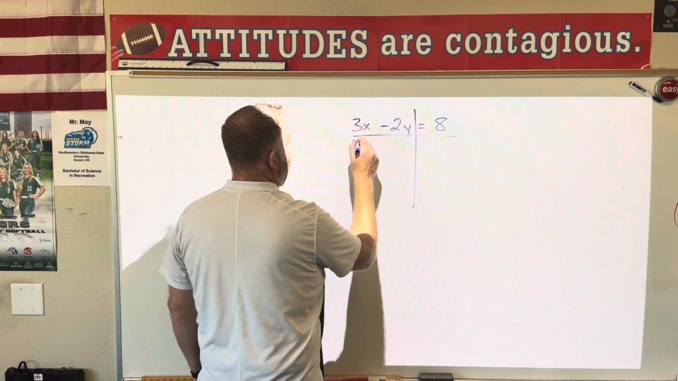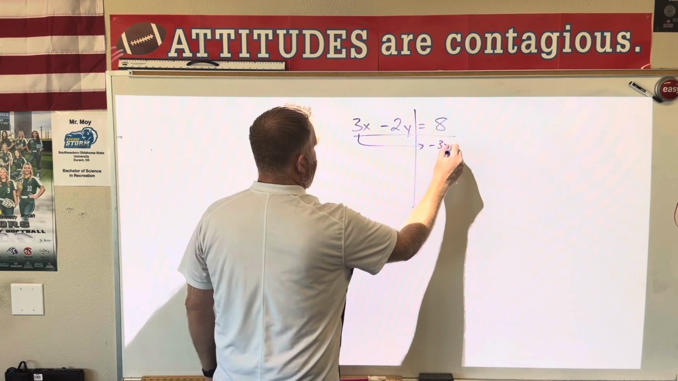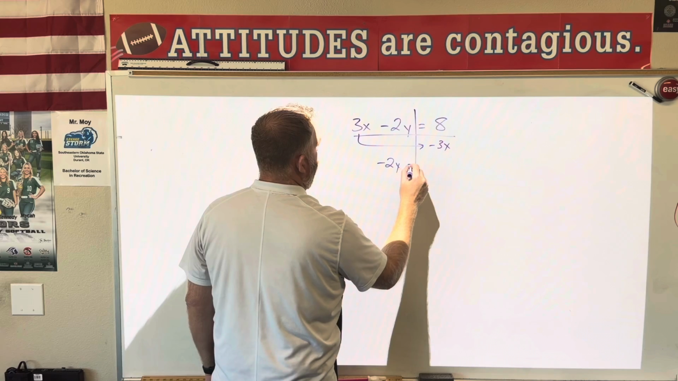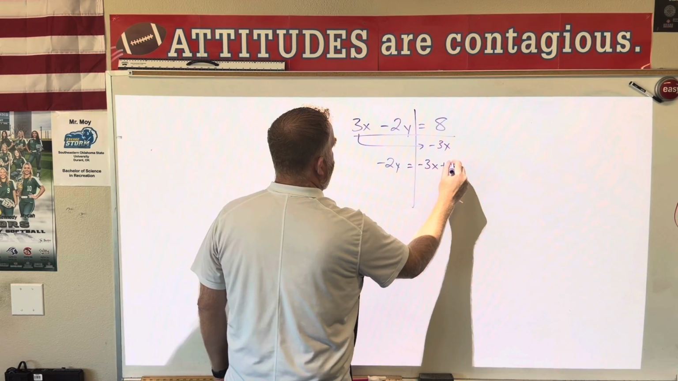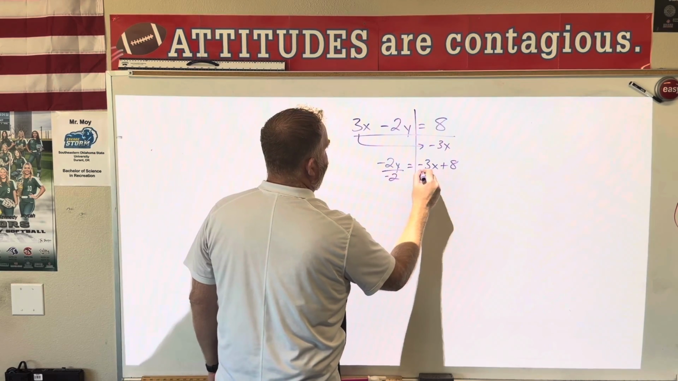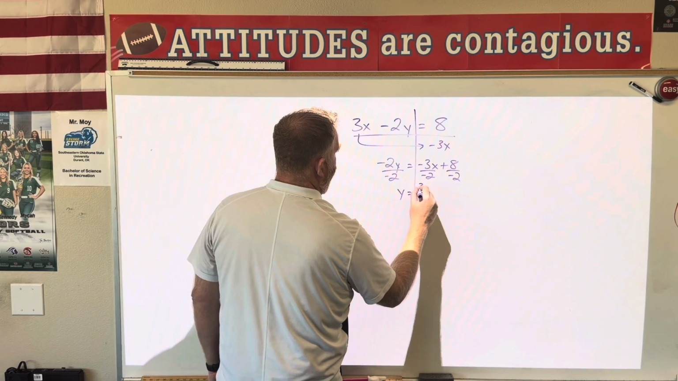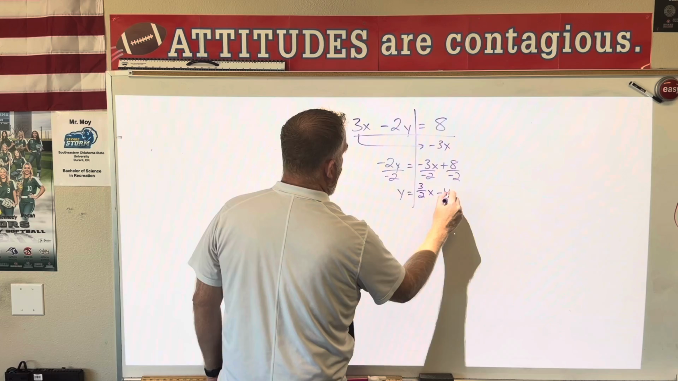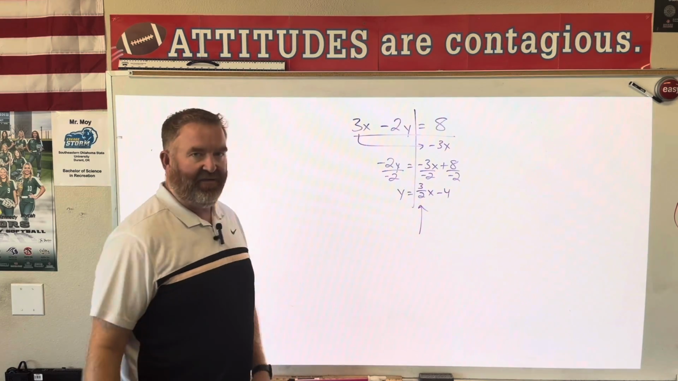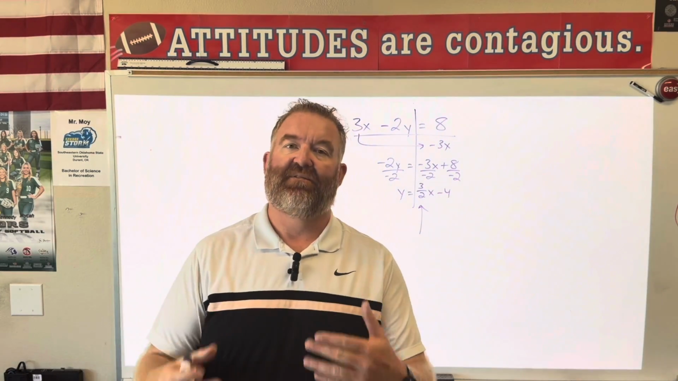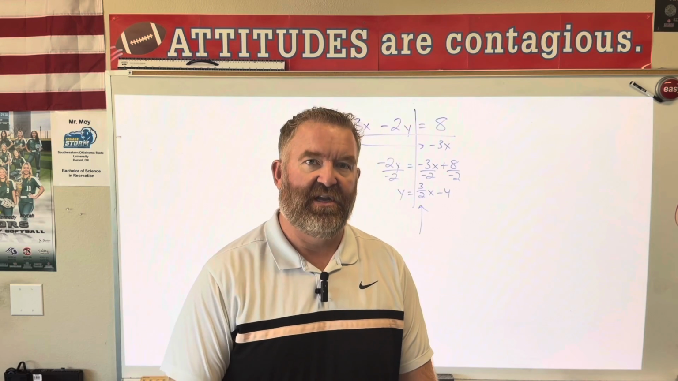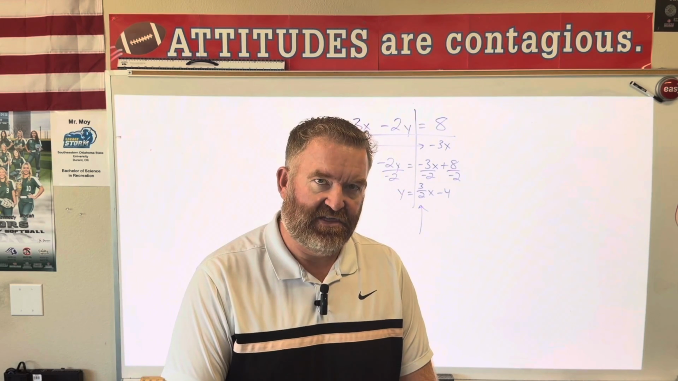So positive 3x becomes a -3x. So I've got -2y equals -3x plus 8. And now I'm just going to divide by -2. -2, -2. Y equals 3 over 2x minus 4. There's my slope. I have to put it in y equals to find the slope, okay?